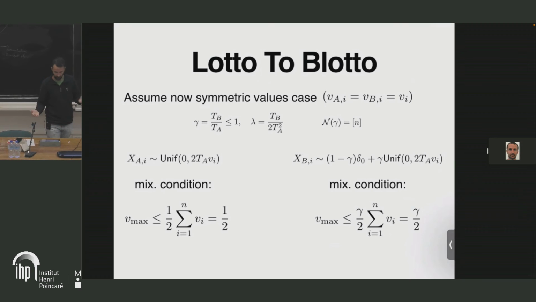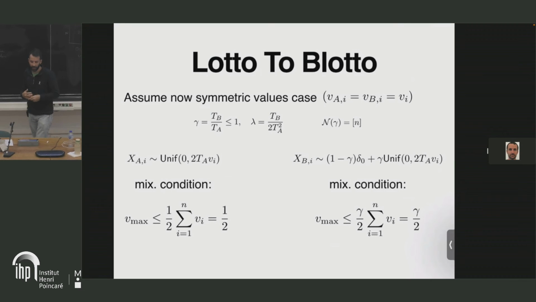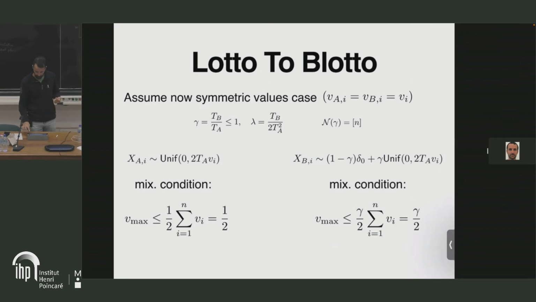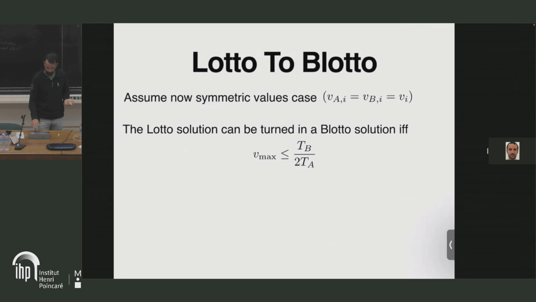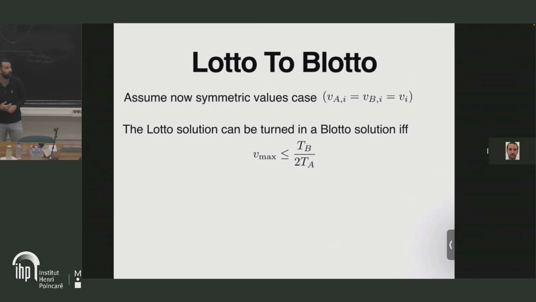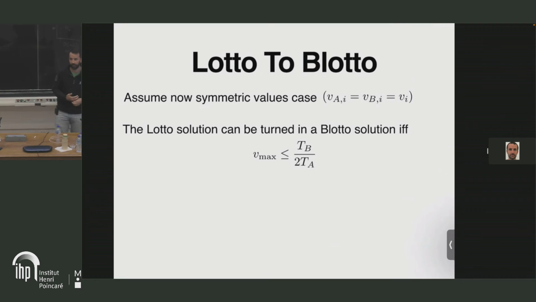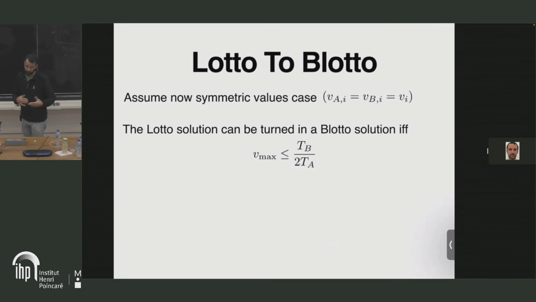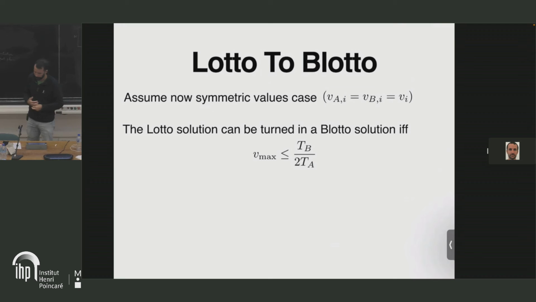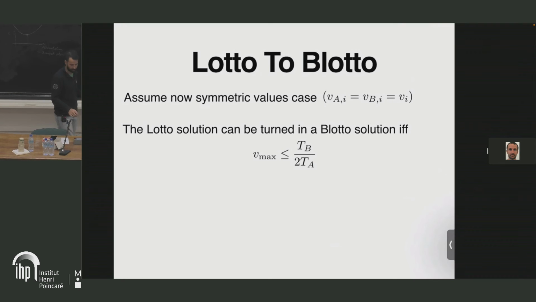So I have these two conditions. One is saying that the maximum value is less than 1/2, and the other one, the maximum value is less than gamma. And if you remember the value of gamma, it's the ratio of the two budgets. So I end up that I'm able to turn this Blotto solution into a Blotto solution if and only if I have this constraint satisfied. So there is no battlefield that is worth more than half of the ratio of the two budgets.